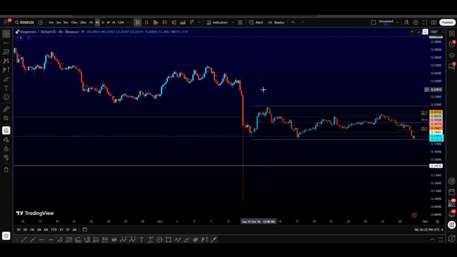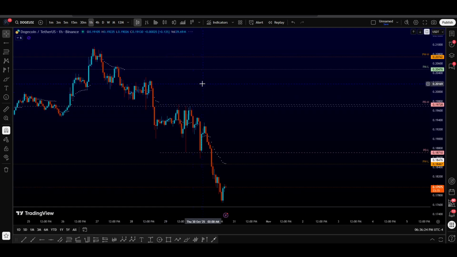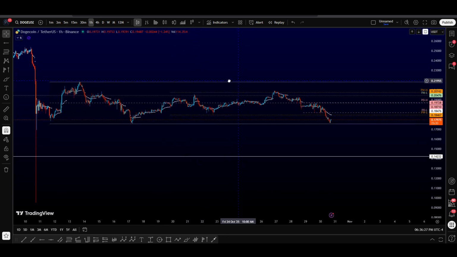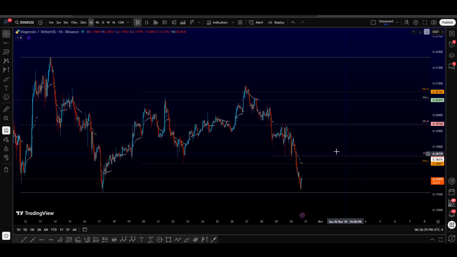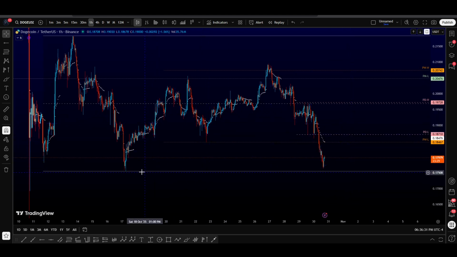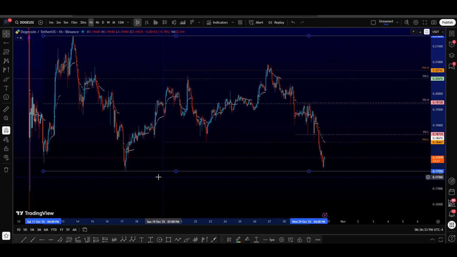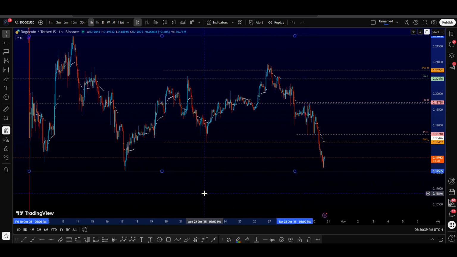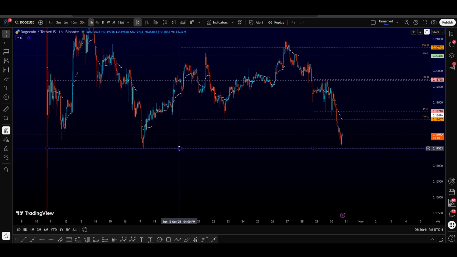So what we're looking for right now is just to see if we can get some buyers to step in at these lows. Seems like we're attempting to front run these lows here. Very possible. Yeah, so we'll see how low this goes.